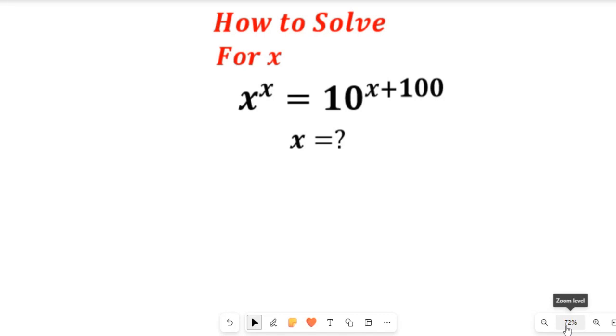To solve this nice exponential equation, all we need to do is to apply the law of indices on the right hand side in order to factor out or break down the right hand side into two different parts.